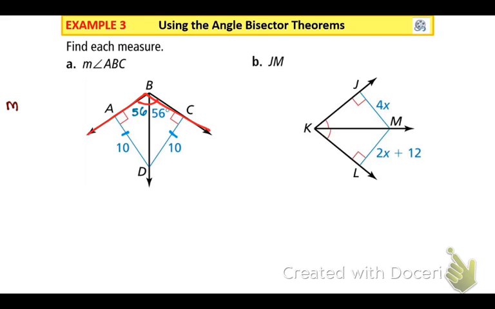So to find the measure of angle ABC, what do you think I do? Equal them. Nope. Add them together. 56 and 56, which will make 112. It's already done.